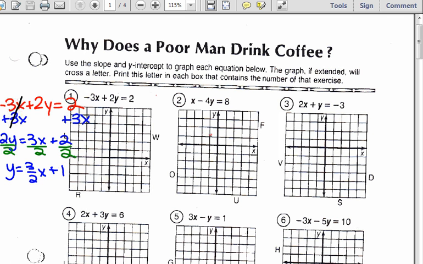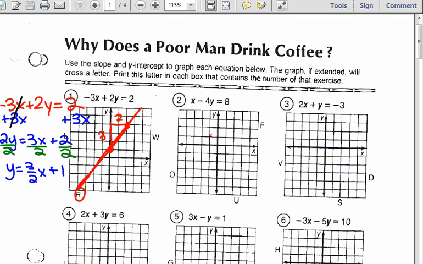What are we going to plot first? 1. So the y-intercept is 1, and our slope, we are moving up 3, and then right 2. Connect the points, and it goes through, does it go through R? I think my line is not very good. It should go through R if I draw it better. Okay, so now wherever on the bottom you have a 1, put an R. I think it's because I did a really bad angle.